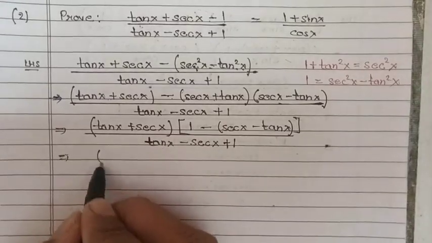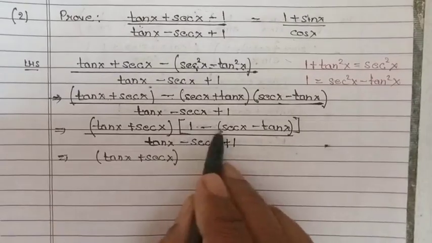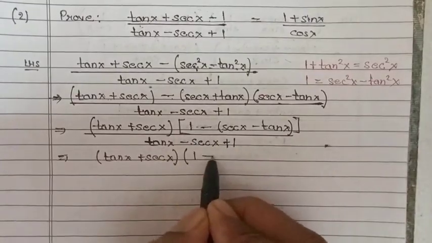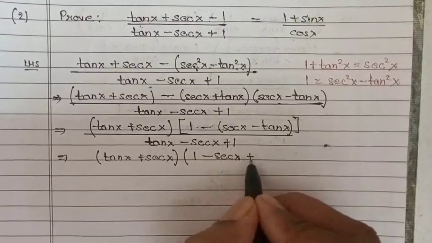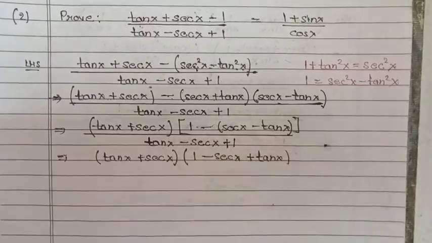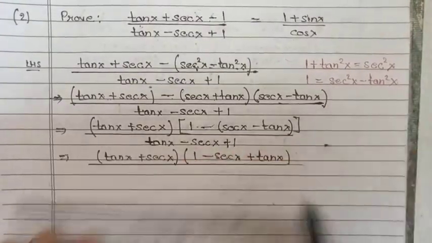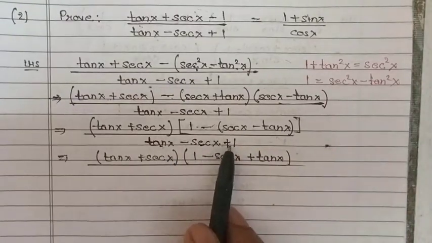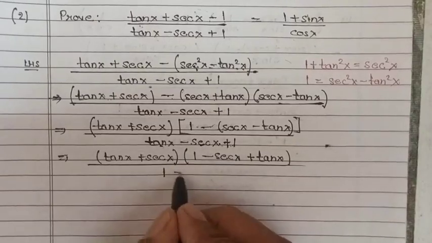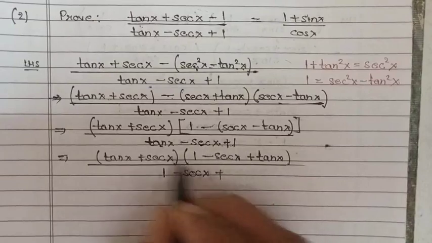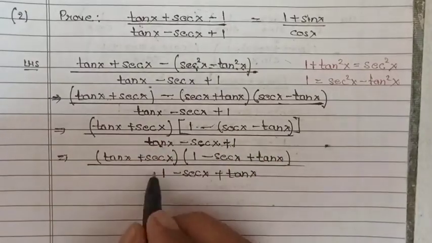Now in the numerator part, if I open the bracket here, I will be getting 1 minus sec x, this will become minus minus plus tan x, and the denominator remains as it is. Now what I can do, in the denominator place I will rearrange these terms. So I will write 1 first, then minus sec x and then plus tan x. So in the denominator place I have rearranged the terms.